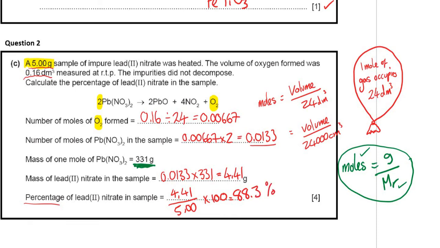88.3%. I kept it to 3 significant figures, and I've kept everything in my calculator all the way through, so you shouldn't have any errors carried forward. As a last check, I quickly scan the question to make sure it doesn't say give your answer to 2 significant figures. It doesn't, so I'm going to leave it at 3 significant figures. So that's all 4 marks there.